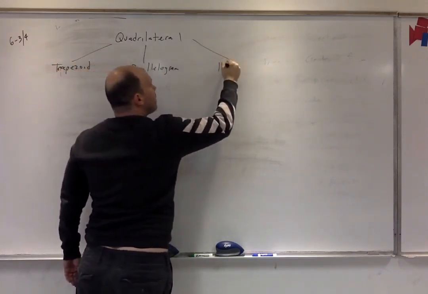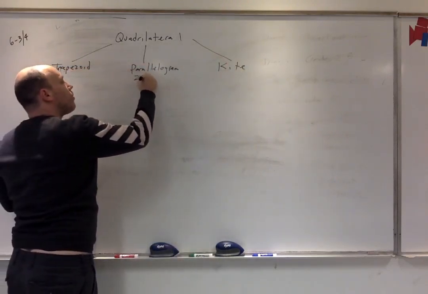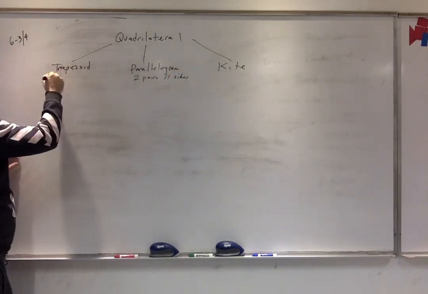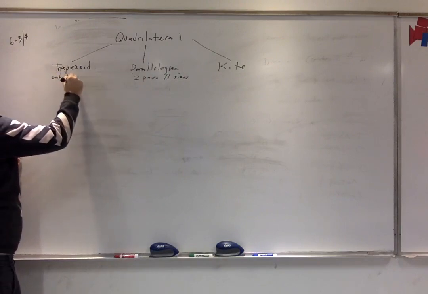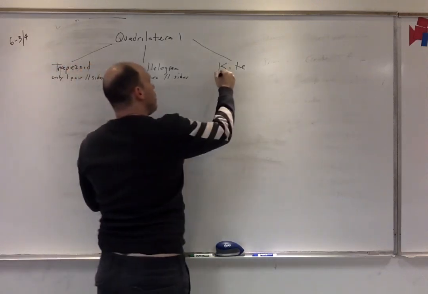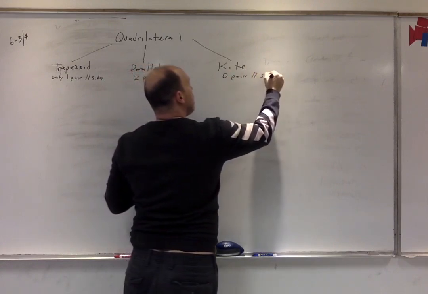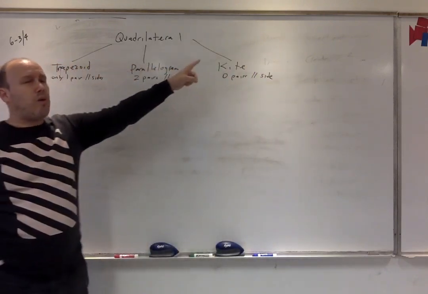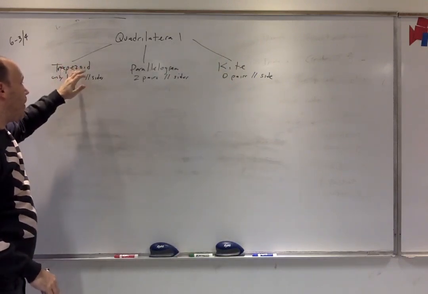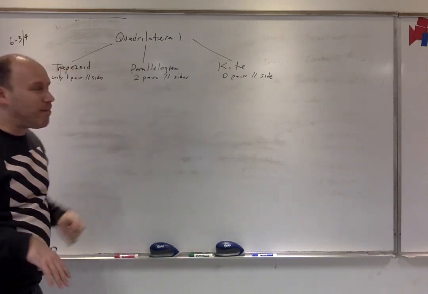And the last one is the kites. Now, the parallelogram has 2 pairs of parallel sides. The trapezoid only 1 pair of parallel sides. And the kite has 0 pairs of parallel sides. That's what we're going to talk about. It's called a kite. Now, in America, we call it the trapezoid, but in England, they call it a trapezium, but it's an American class, so we're calling it a trapezoid.